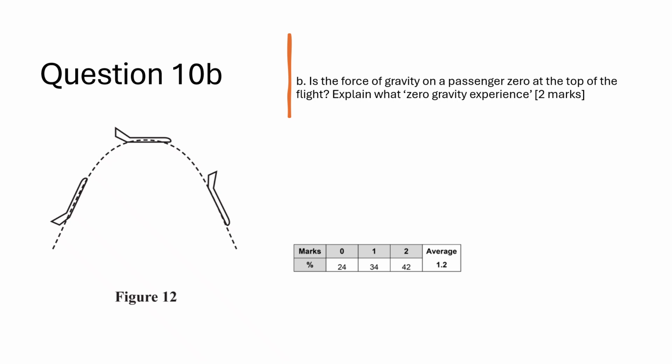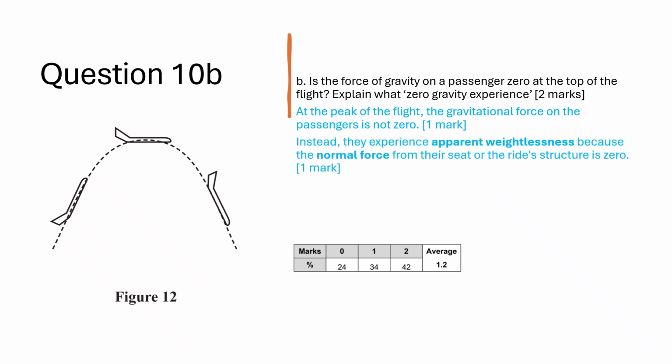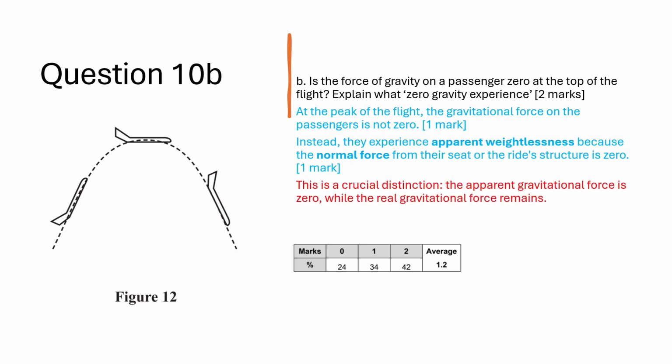At the peak of the flight, the gravitational force on the passengers is not zero. Instead, they experience apparent weightlessness because the normal force from their seat, or the ride structure, is zero. This is a crucial distinction. The apparent gravitational force is zero, while the real gravitational force remains.